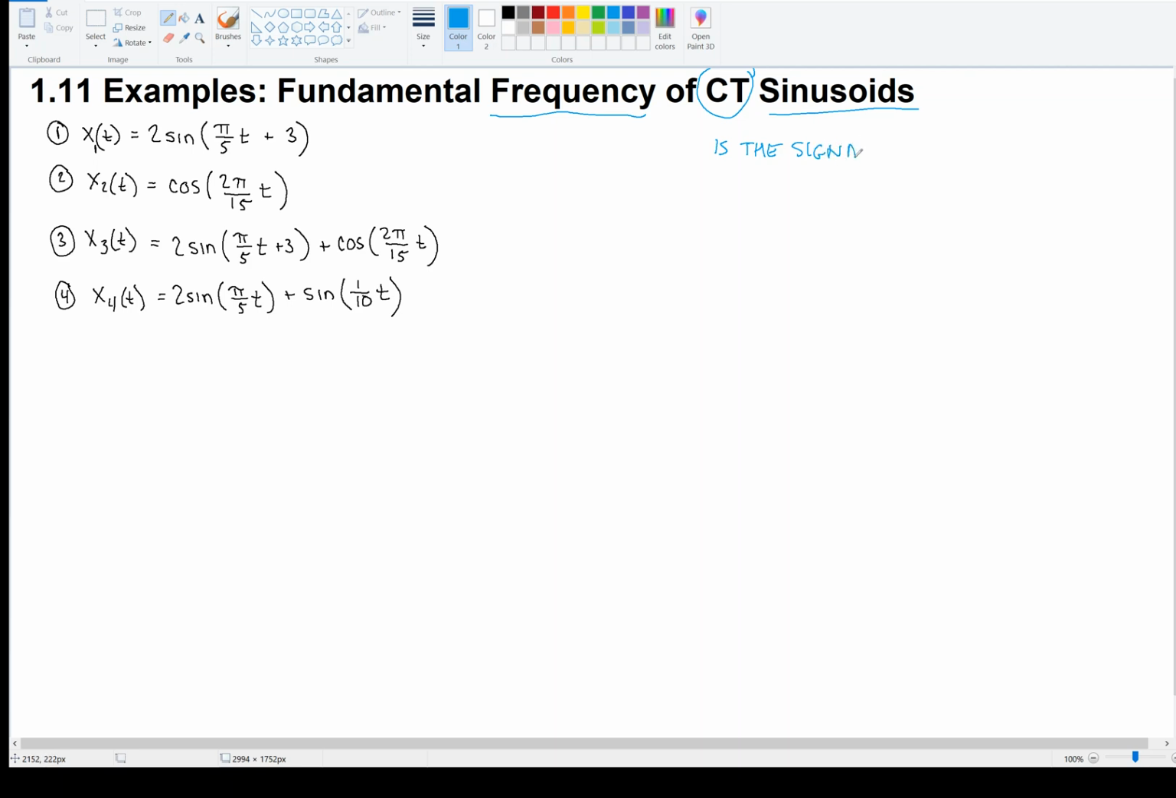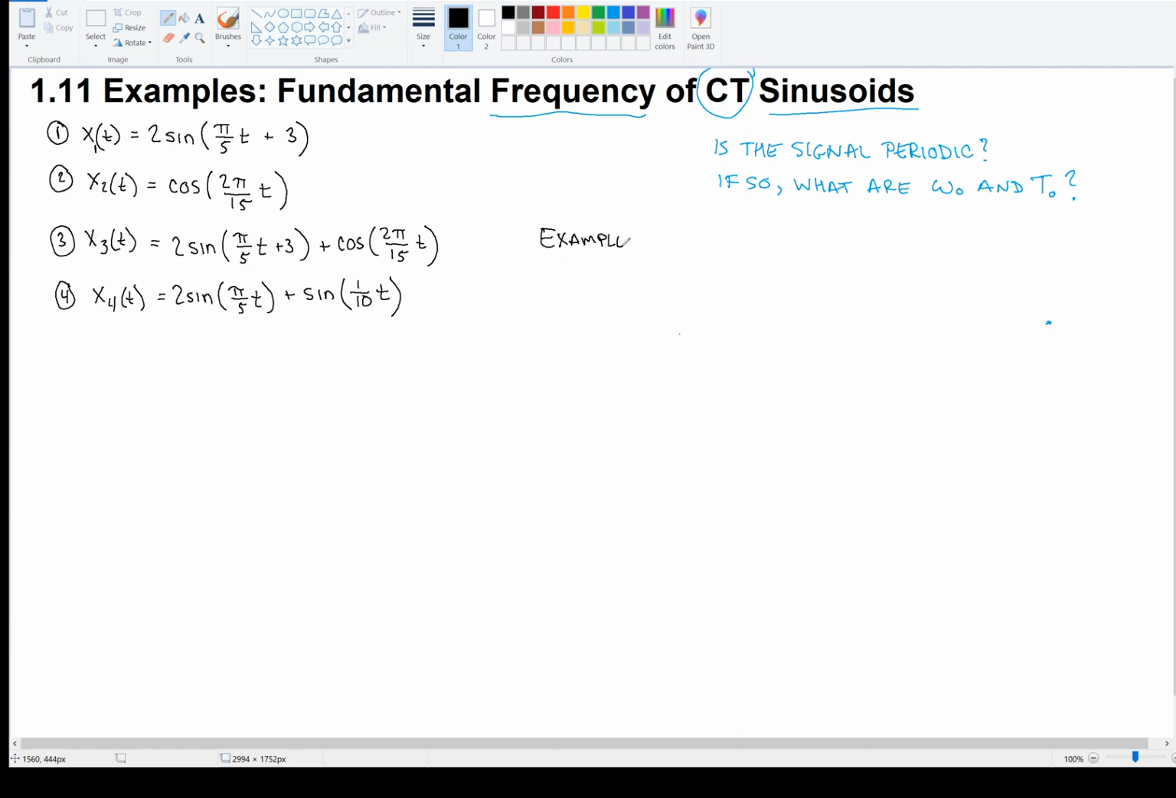So for all of these examples, I want to answer the question, is the signal periodic? And then if so, what are the fundamental frequency and the fundamental period? Okay, that's the goal here. Let's look at example 1. For example 1, I'll write it out here.